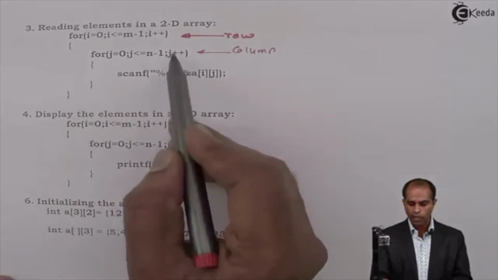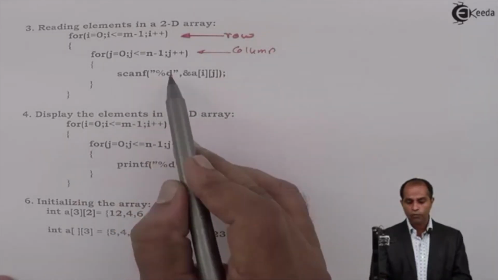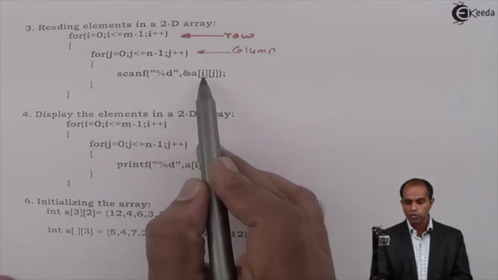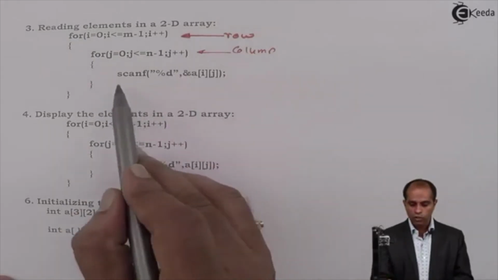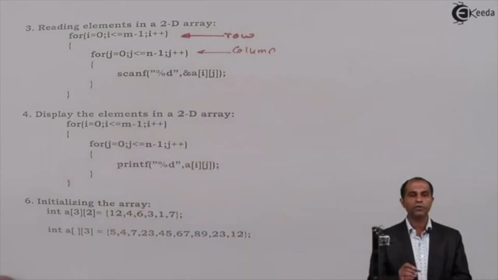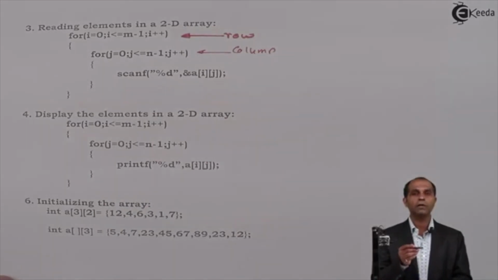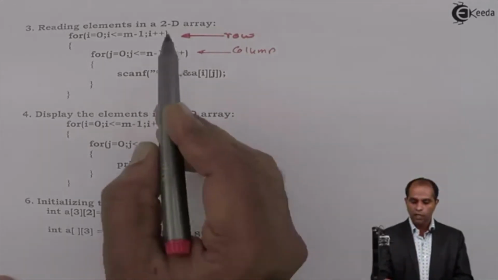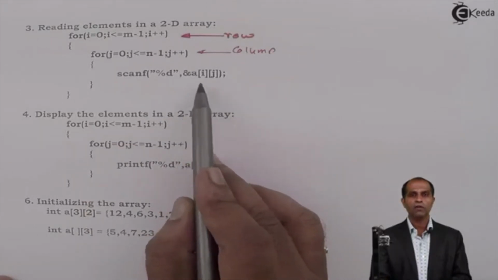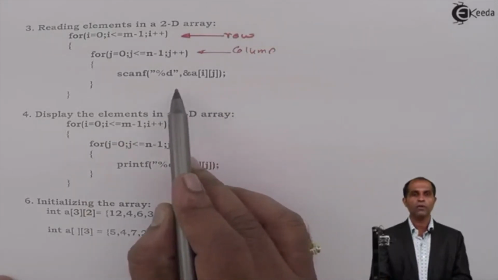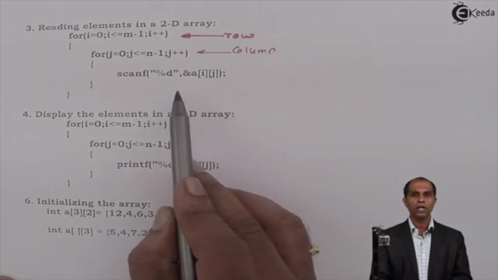When I go back, j becomes 1, so scanf will read the second element and store it into a of 0, 1. When I go back, j becomes 2. The third element will be read as a of 0, 2. When I go back, j becomes false. When I go back further into the i loop, i becomes 1. Then next is a of 1, 0, a of 1, 1, a of 1, 2, a of 2, 0, a of 2, 1, a of 2, 2.